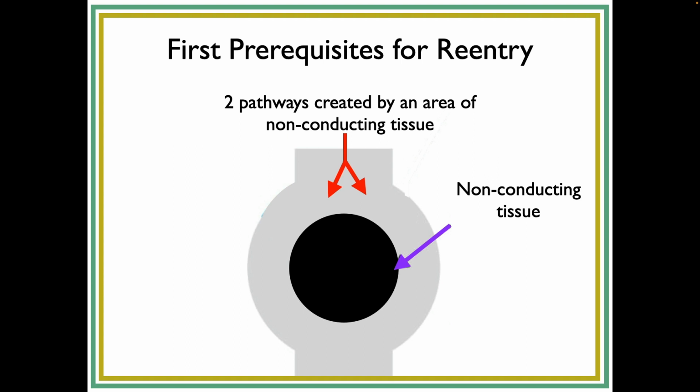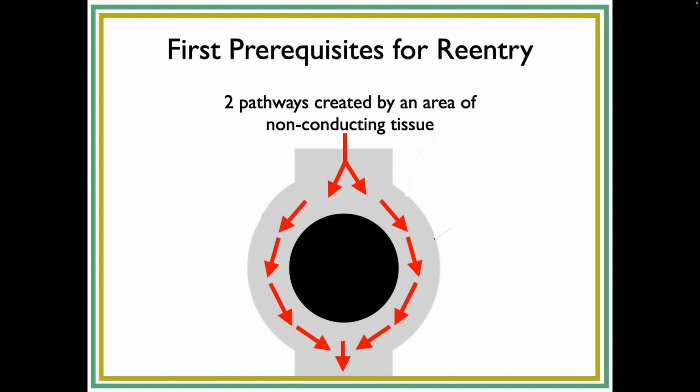Now, if that's all there is, it's not really a problem. In fact, the person might not even notice it, because it's a little bit like the rock in the stream analogy, or the boulder in the river. If you're downstream, even if it's a strong current and it goes around the rock, it comes back together, and you're not even going to realize that the rock's there. So if that's all we have, no problem, no reentry circuit, okay? Just not a big deal. So that's the first prerequisite.